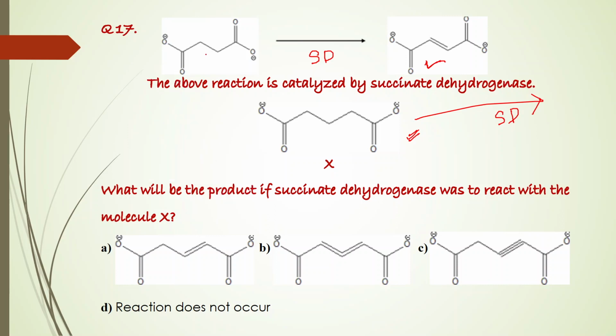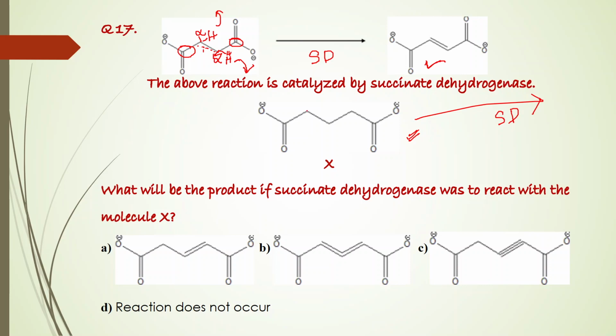If we carefully look at what SD is actually doing here, it is abstracting the alpha hydrogens. This is your carbonyl group and this is your alpha hydrogen. There are two alpha hydrogens here, and here are also two alpha hydrogens. So what succinate dehydrogenase is doing is abstracting two alpha hydrogen atoms, thereby forming a double bond between them.